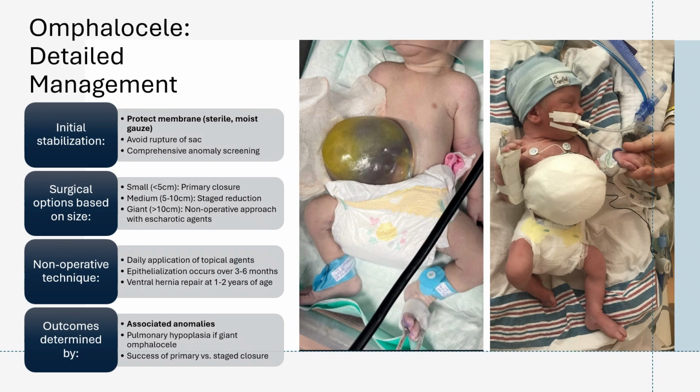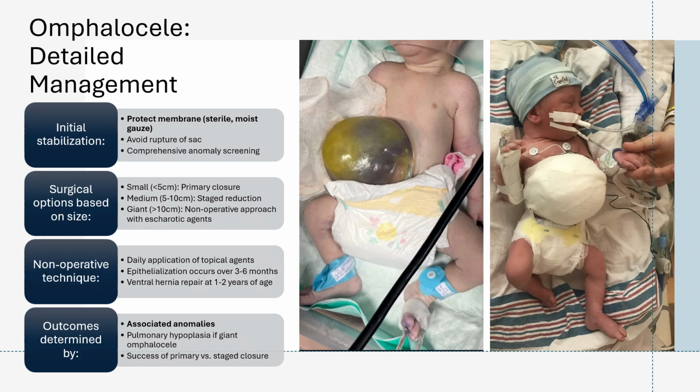Omphalocele management differs completely from gastroschisis because of that protective membrane and the high rate of associated anomalies. Your first priority is protecting that sac. The membrane is your friend. Once it ruptures, you've converted a manageable situation into an emergency. Cover it with sterile, moist gauze and handle the infant carefully.